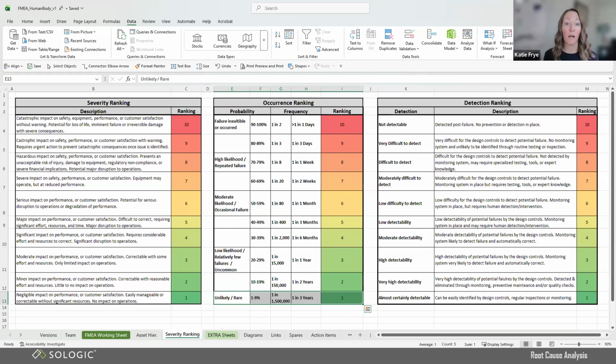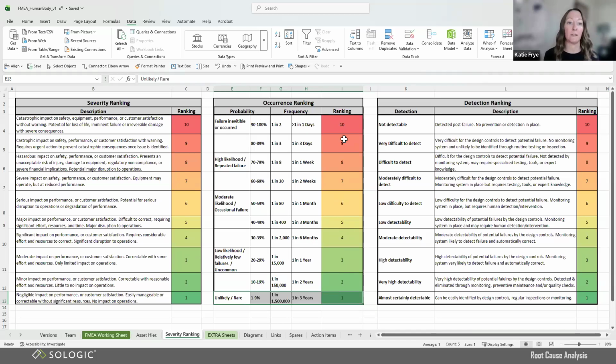So for one client, we actually have to adjust the scale for different pieces of equipment. For example, some pieces of equipment just have very rare failure occurrences. So this 1 through 3 down here under the occurrence ranking in the middle doesn't give us the granularity we need. We have to actually expand that out to 1 in 10 years, which will then adjust the rest of the numbers as well. But that occurrence rating is just what makes sense for that piece of equipment.